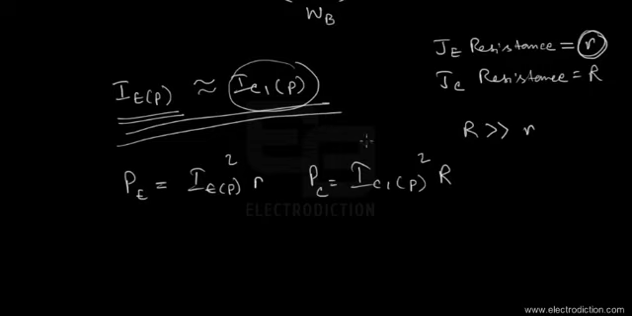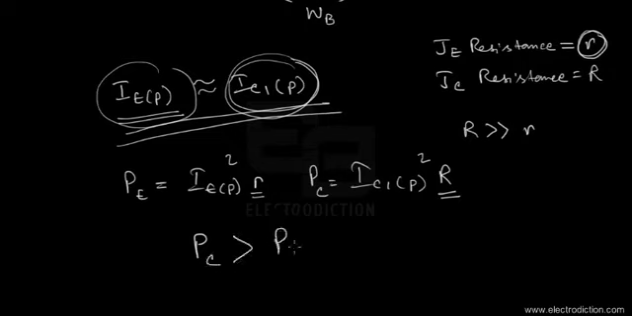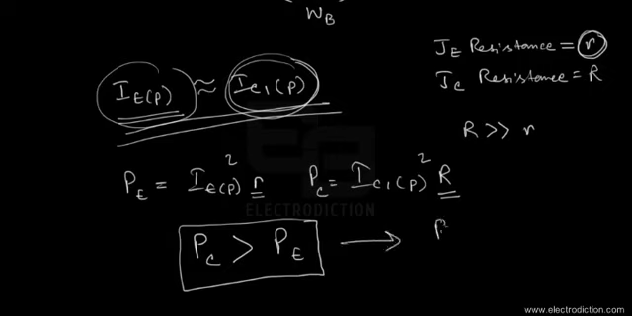From this we can tally that capital R is greater than the smaller resistance r across the emitter junction, and IEP and IC1P being approximately equal in magnitude, the power dissipated at the collector junction is greater than the power dissipated in the emitter junction. This implies that the transistor's output power is more than its input power, which means that there is a power gain. So we can get a concept of power gain from this deduction.